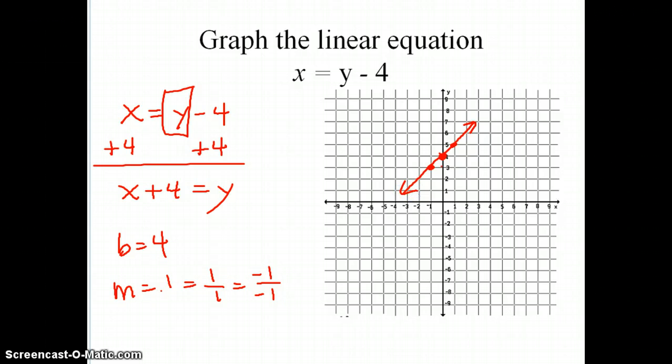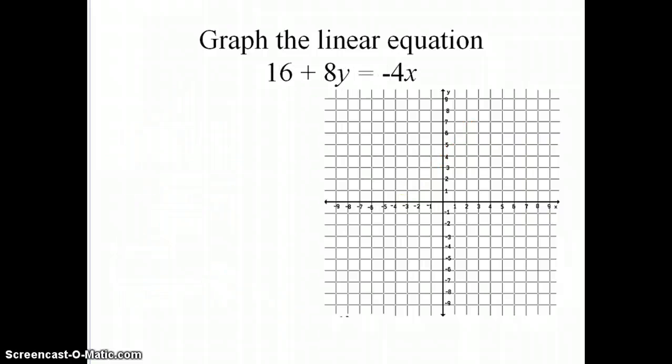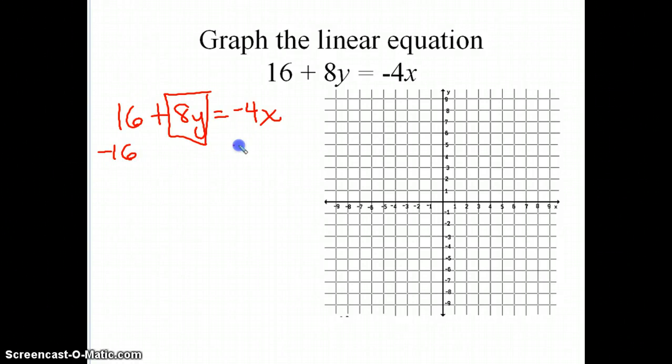Moving on to our next example. I have the equation 16 plus 8y equals negative 4x. Once again, I have to get that y all by itself. But this time it has an 8 attached to it, so I'll have to do a little bit more work to be able to do that. But it starts out just like previously. I need to move that 16, the constant, so I will be subtracting 16 from both sides. I end up with 8y is equal to negative 4x minus 16.